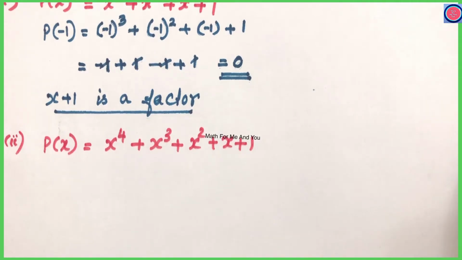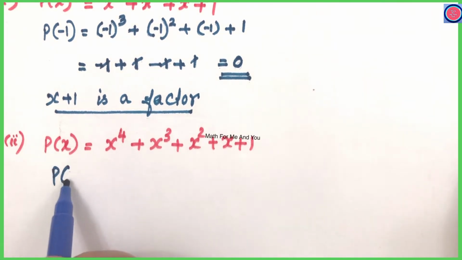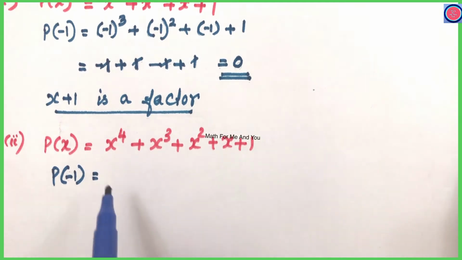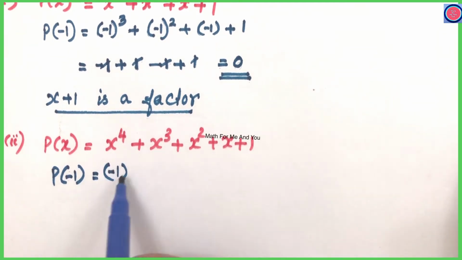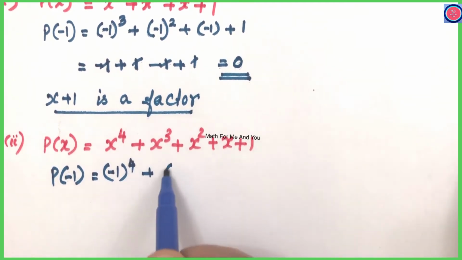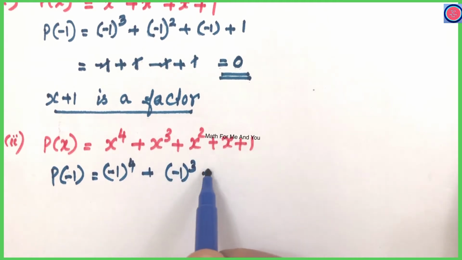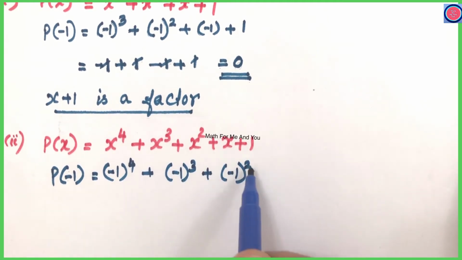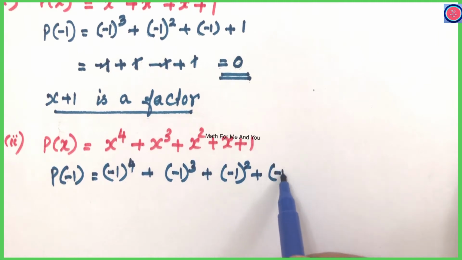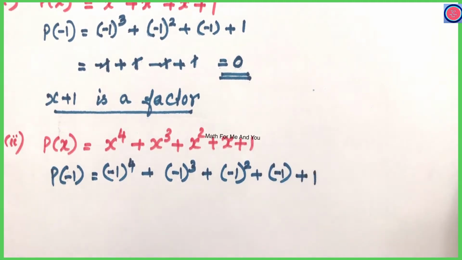Next polynomial p of x is x power 4 plus x power 3 plus x square plus x plus 1. We have to check whether p of minus 1 equals 0 or not. For that, change x with minus 1. Minus 1 to the power 4 plus minus 1 to the power 3 plus minus 1 square plus minus 1 plus 1. Any negative number raised to even power is positive. That means here positive 1 plus negative 1 power 3 is negative. So we get there negative 1.